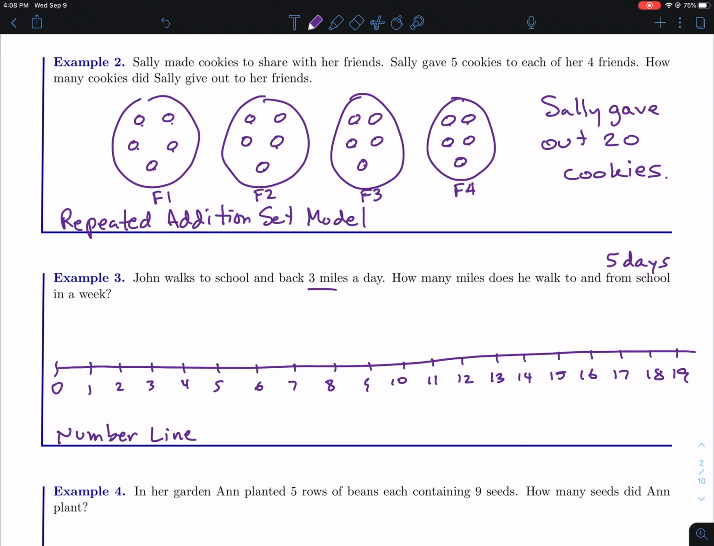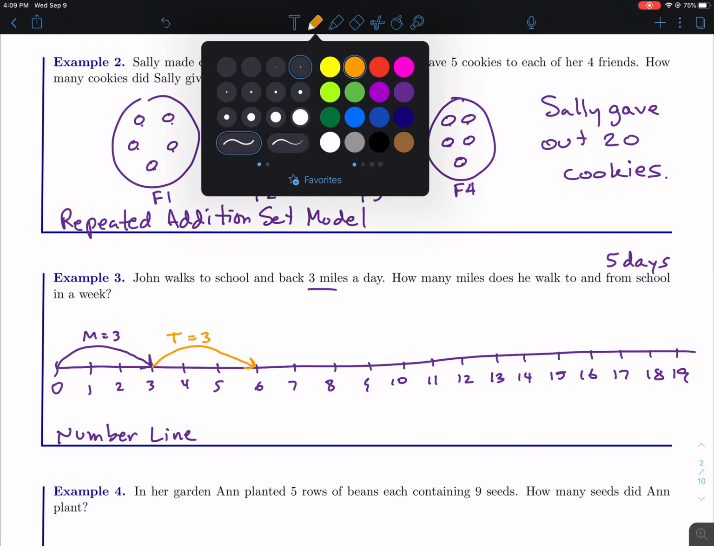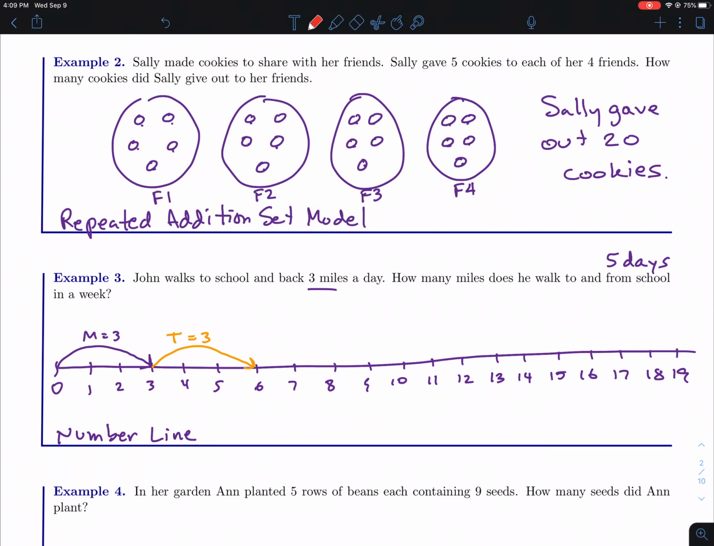So in one day, he walks 3 miles. So what I'm going to do is make a different color for every day. Starting at 0, day 1, we walked 3 miles. So maybe this is Monday, and we walked 3 miles. And then Tuesday, let me change colors here. Tuesday, we'll make that orange. So again, we jump another 3 miles. And then let's make Wednesday red. So again, jump 3 more miles.